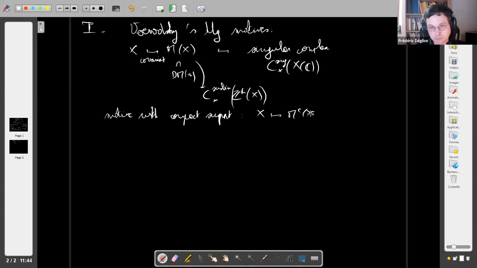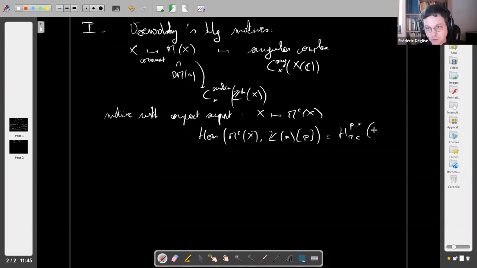So it's only covariant with respect to proper and contravariant with respect to étale. But maybe the best explanation is that this object computes a cohomology with compact support. So it means that if you compute this, this gives you motivic cohomology H^{p,n} with compact support. So it's better to say that this M^c(X) is dual to cohomology with compact support.